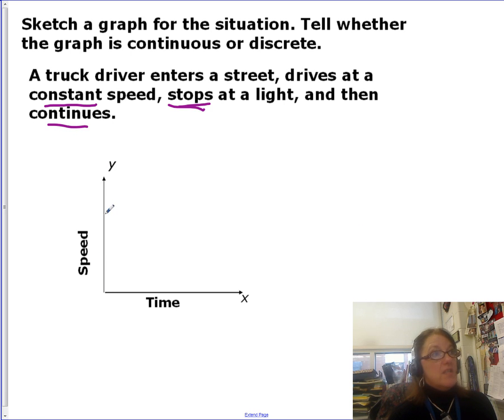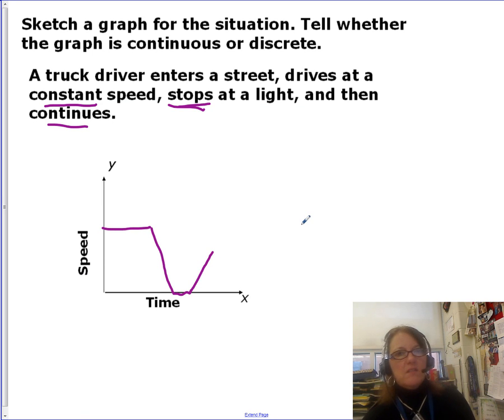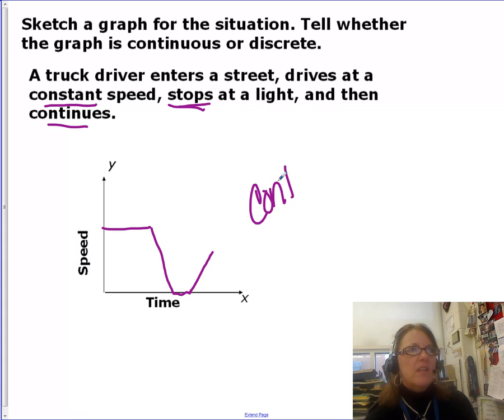All right, so as far as speed versus time, he's getting on the street at a constant speed, and he has to stop. Now, is he just going to all of a sudden be zero? No, we're going to drop it off here. Okay, and then he's going to stay at the stoplight for a little while, and then he's going to start to continue on again. Now, it doesn't say if he gets back to that speed again, but this is a pretty good representation. As you think about speed, this one should be a continuous graph.